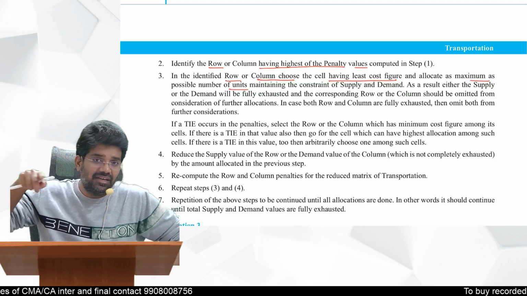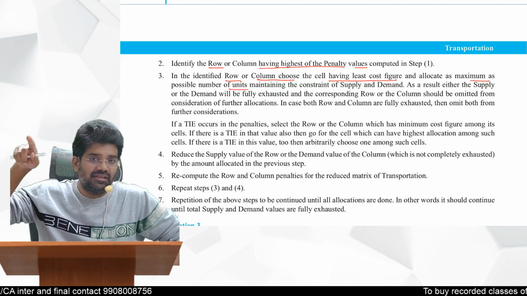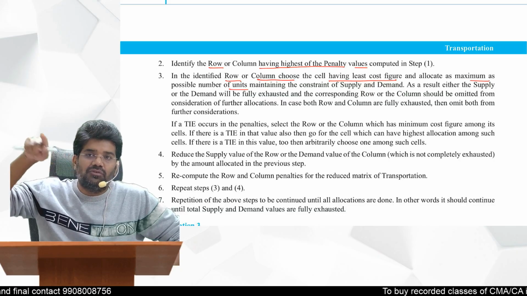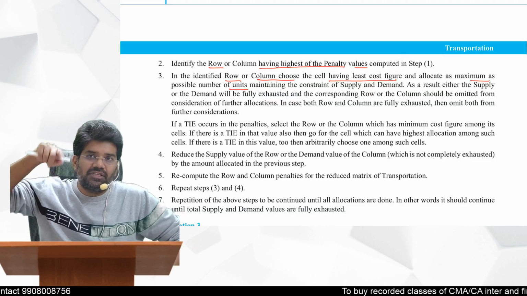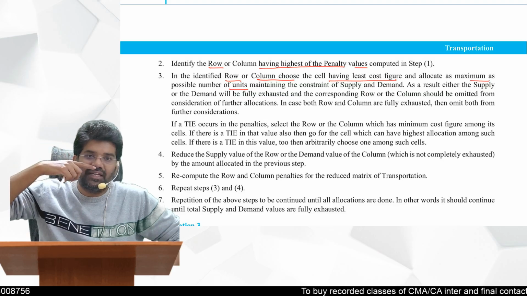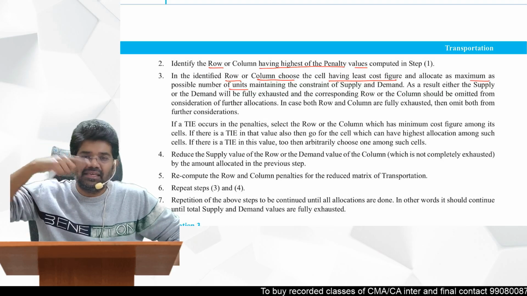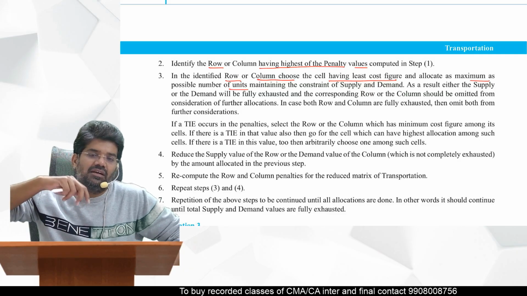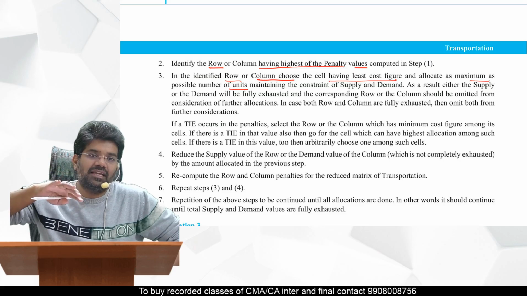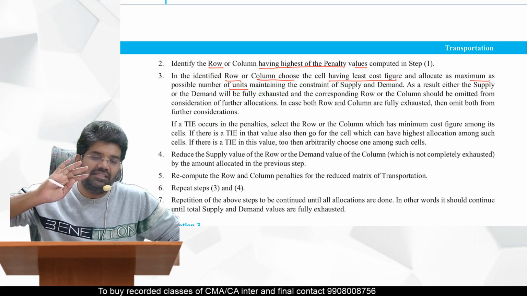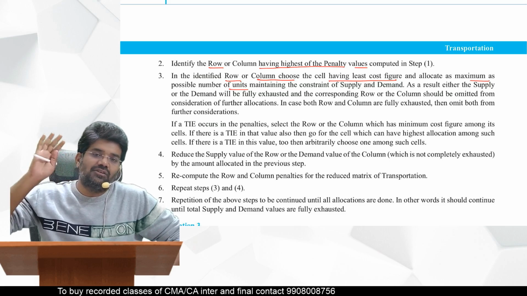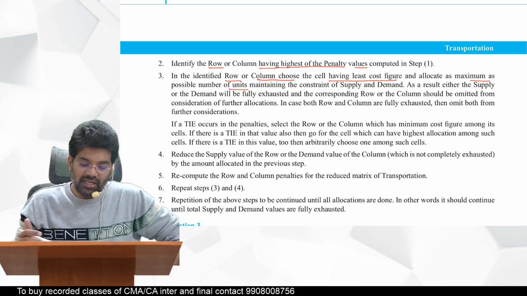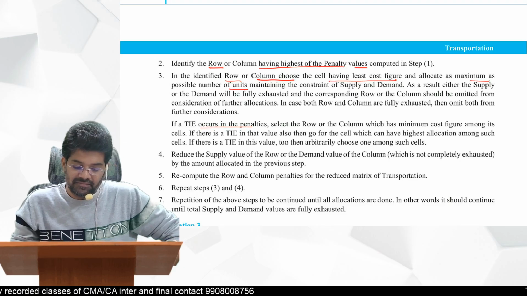First penalty, if the highest penalties are the same, then out of the two penalties, whichever is giving you the least cost, that you can select for allocation of quantity. Even if the least cost is also a tie, then in whichever cell the maximum quantity can be allocated, that you can select. Even if the quantity is also the same, then you can do arbitrary allocation. That is what is given here.